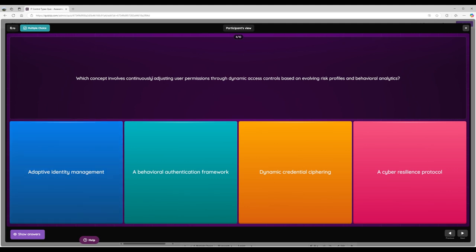Why? Because we say continuously adjusting user permissions, right? If you are constantly adjusting it through dynamic access controls, you need something that will be adaptive, that will change. So the answer is adaptive identity management.